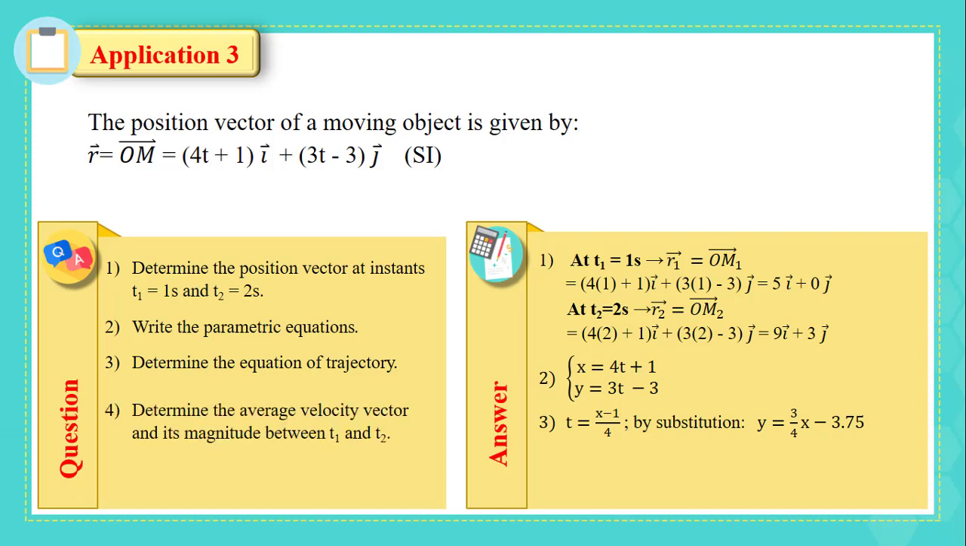Part 4. Determine the average velocity vector and its magnitude between t1 and t2. By applying the rule, V average vector is equal to delta r divided by delta t, equal to r2 minus r1 divided by t2 minus t1. This will give 4i plus 3j. The magnitude of this vector is radical 4 squared plus 3 squared, which is equal to 5 meters per second.